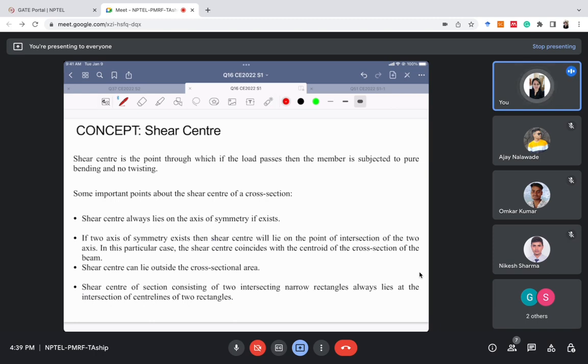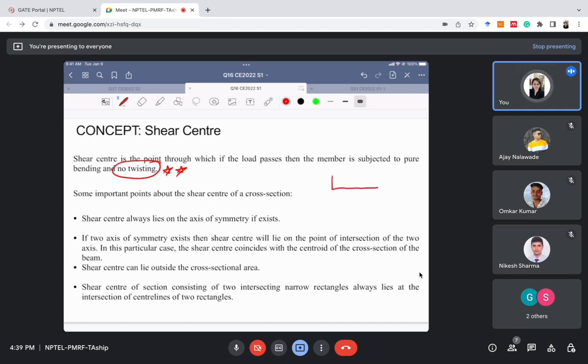The shear center is a point through which, if the load passes, there will be no twisting. This is a very important thing. There will be pure bending and no twisting, so no twisting at the shear center. Please remember this point. Some of the important points related to the shear center are: the shear center always lies on the axis of symmetry, if one exists.